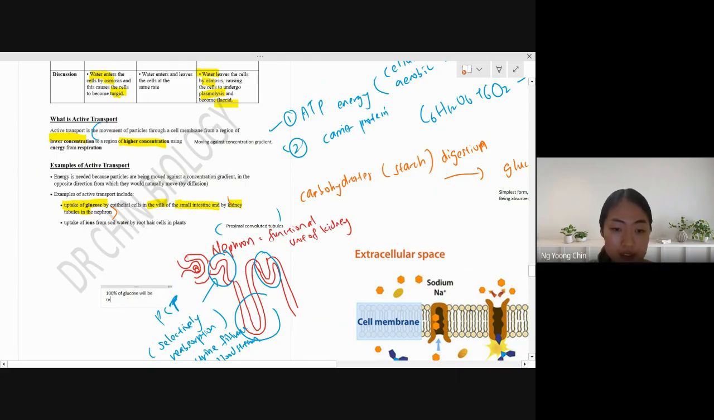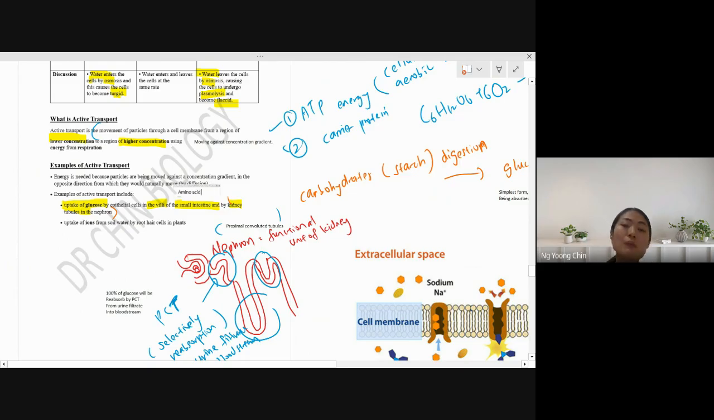Will be reabsorbed by the PCT from the urine filtrate into our bloodstream. Yes, this process is by active transport. Apart from the glucose, other molecules, like large polar molecules, for example amino acids, are also reabsorbed back into the bloodstream by active transport.